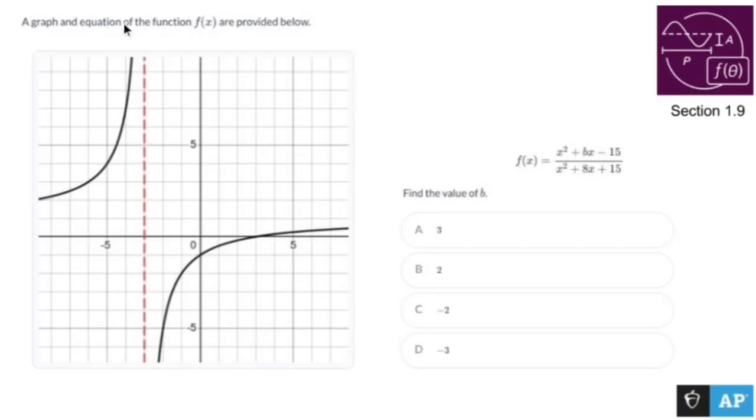A graph and equation of the function f of x are provided below. So here's the graph, here's the equation. I have a little b stuck there, so that's no fun. What is the value of b? Well, let's see what we have.